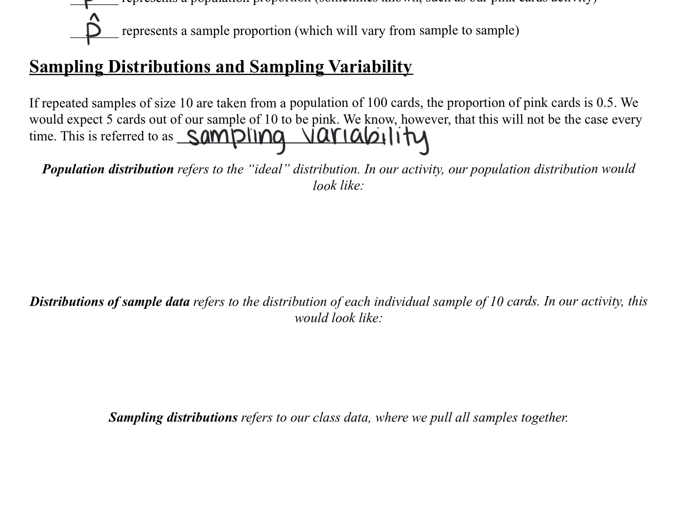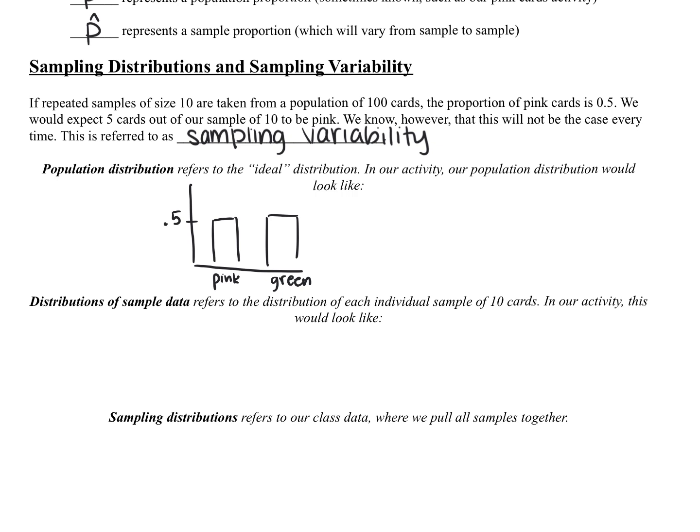So there are 3 different things that we're looking at here. Population distribution, which refers to our ideal distribution. So that's your perfect distribution. And in this case, that would be that exactly 50% of the cards are pink, and then the other 50% are a different color, like green.